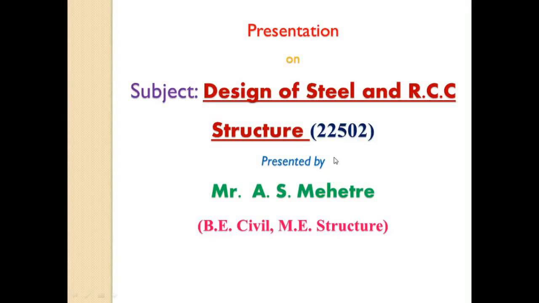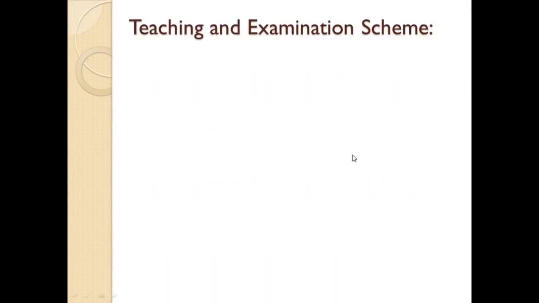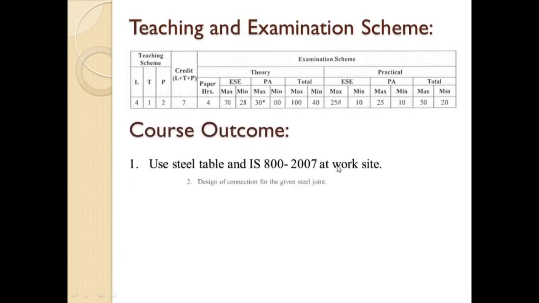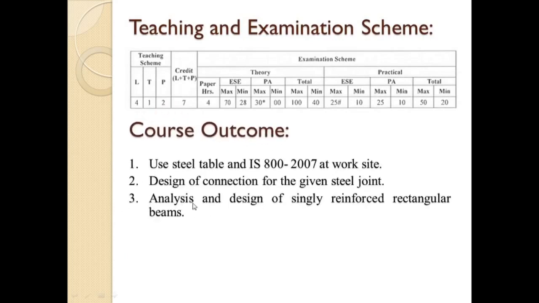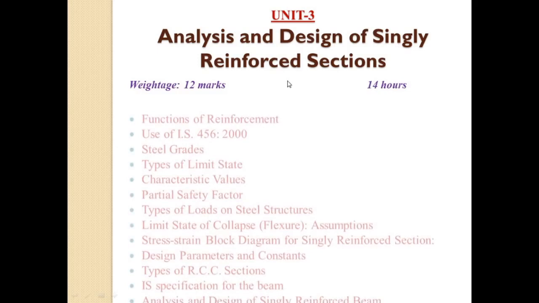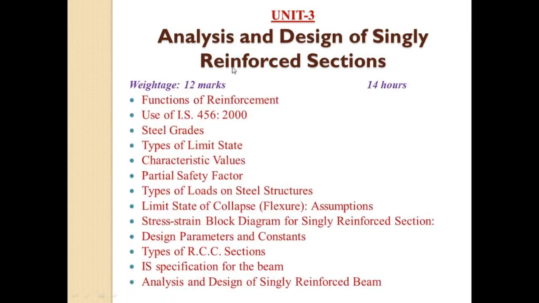Today we will start our new unit, that is unit number 3. From this unit number 3 we have to achieve the course outcome number 3, that is analysis and design of singly reinforced rectangular beams. Okay, so let us see unit number 3, that is analysis and design of singly reinforced sections. The weightage of this unit is 12 marks and we have to complete it in 14 hours.